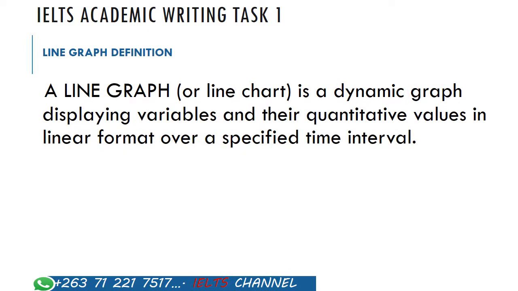And what is a line graph? A line graph or line chart is a dynamic graph displaying variables and their quantitative values in linear format over a specified time interval. Keywords to catch: dynamic graph, variables, quantitative values, linear format, and time interval.